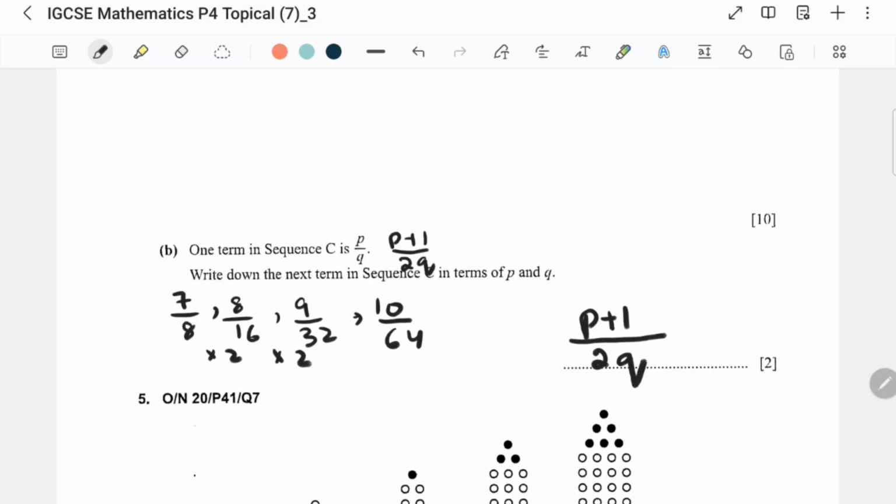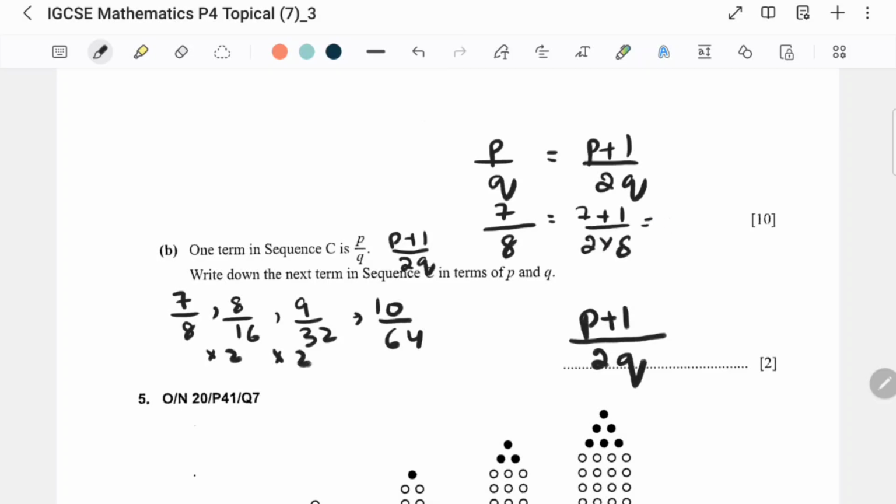All right, let me explain more. Now look in front. So this is p upon q, and we are taking p plus 1 upon 2q. If a term is 7 upon 8, then that will be 7 plus 1 upon 2 into 8, so this is 8 upon 16, which you are getting.